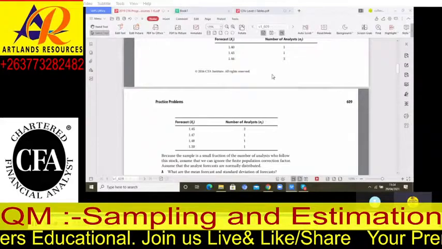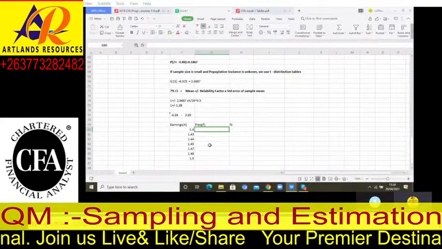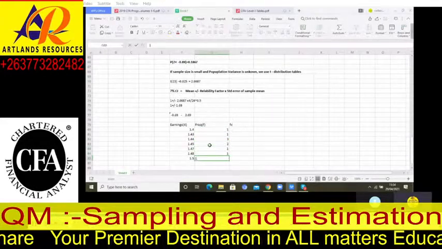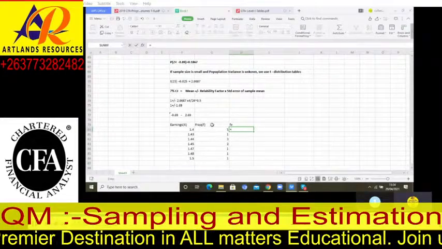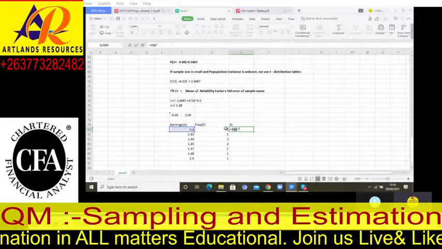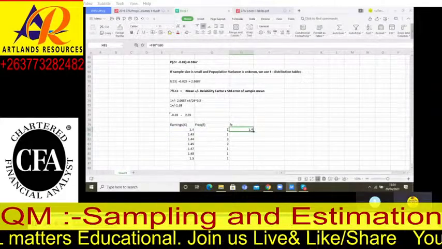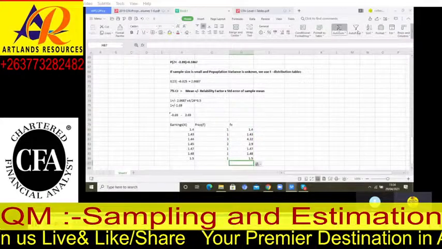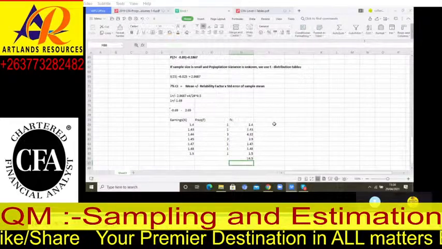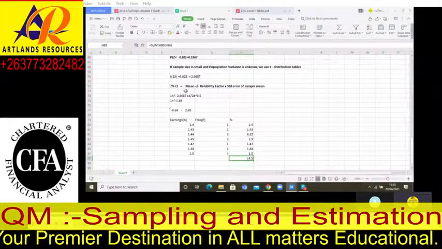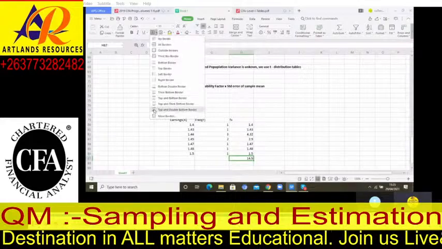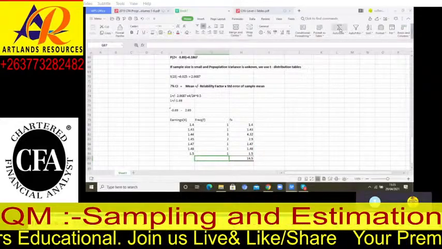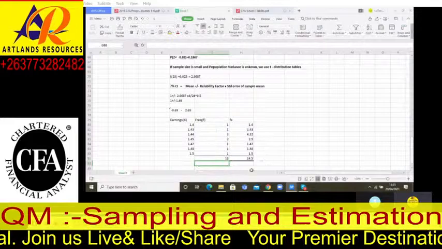Then FX, it's a matter of multiplying this by frequency. If you multiply this by frequency, you get this, and then you tally them up. The sum of FX is 14,5, and the sum of the frequencies, the analysts which were available, is 10.